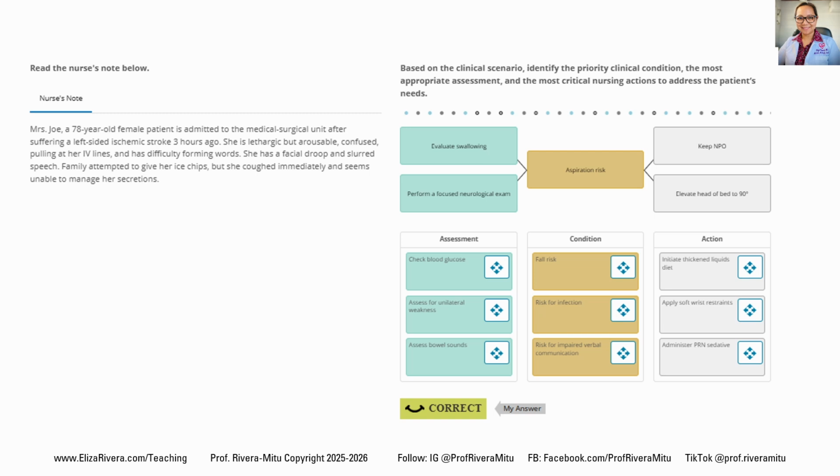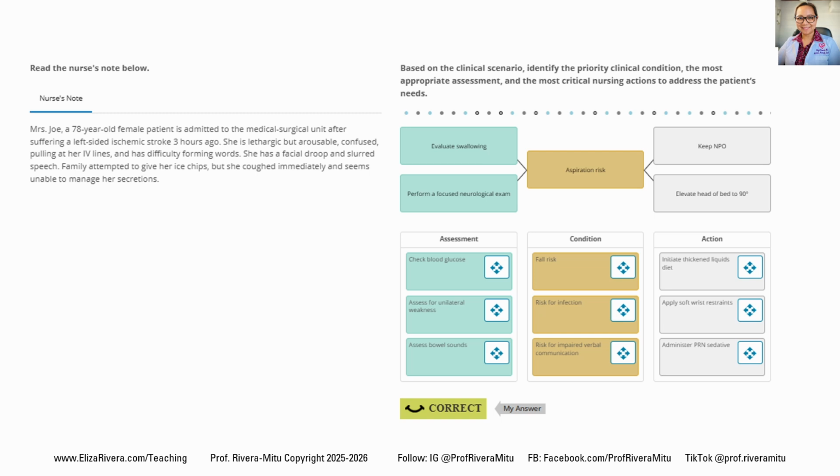The correct answer for the condition is aspiration risk. This is the highest priority per ABCs and Maslow due to signs of dysphagia post-stroke. The related assessments would be to evaluate swallowing, which is essential to determine if the patient can safely tolerate oral intake, and to perform a focused neurological assessment, which helps assess level of consciousness, cranial nerve deficits, and stroke severity.